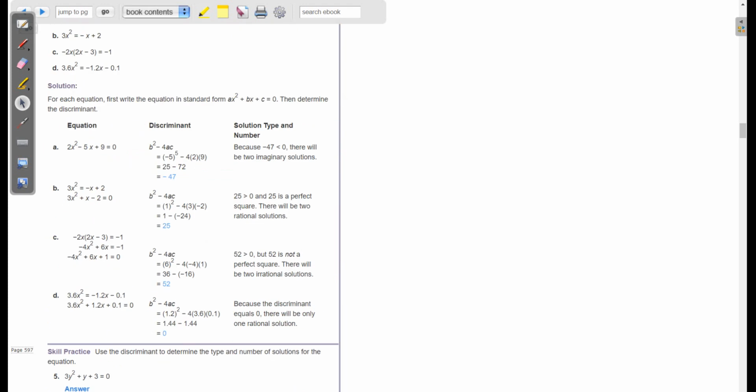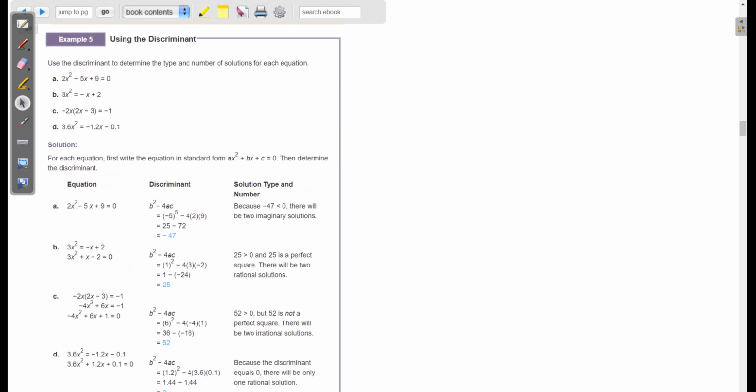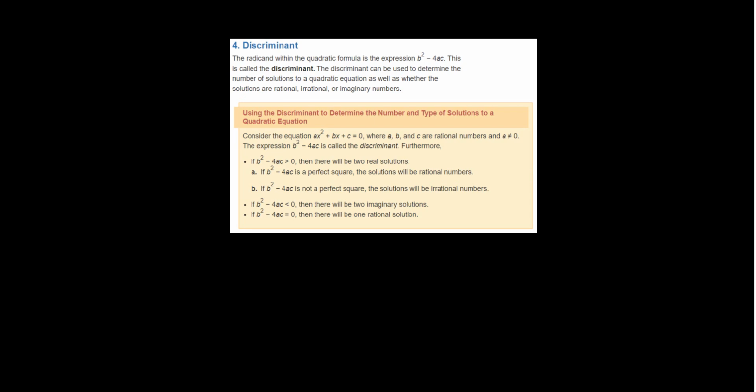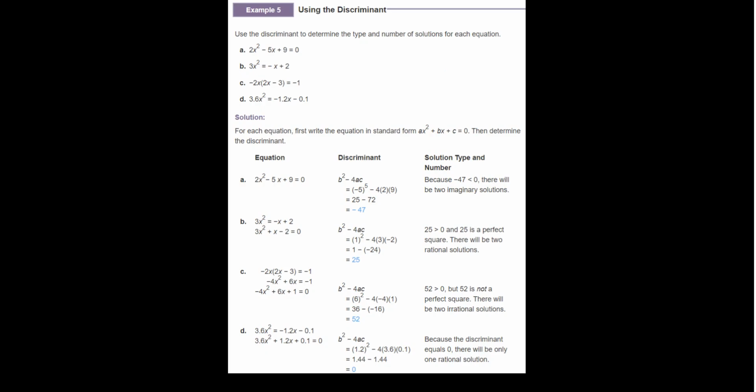So this used the discriminant, but I'm going to go ahead and just snip this whole thing, because this is further plug and chug, and it's even easier than the quadratic formula. Use the discriminant to determine the type and number of solutions for each equation. All we have to do is b squared minus 4ac. For a, plugging stuff in, we have a negative number. According to our rules listed here, if it is less than 0, then there are two imaginary solutions. And of course, that's true.